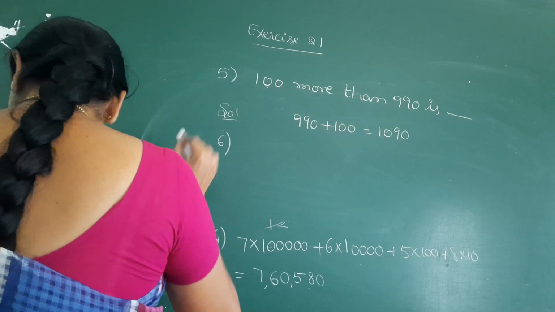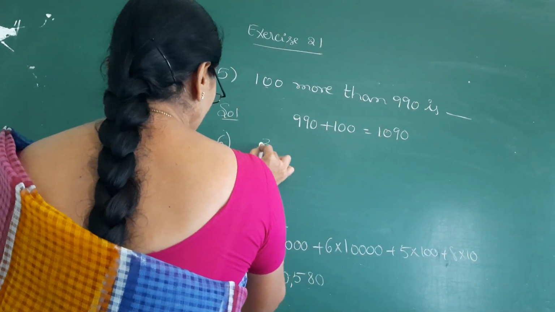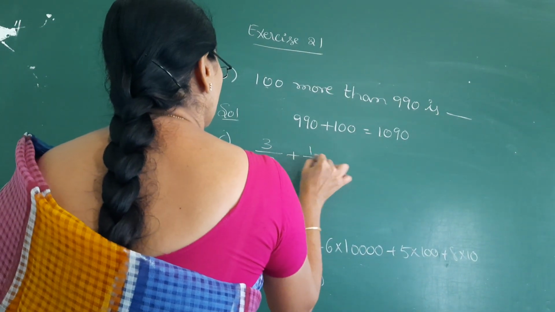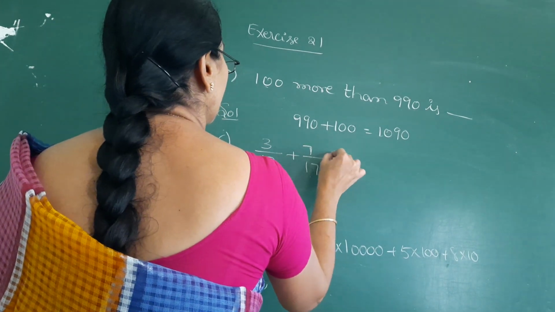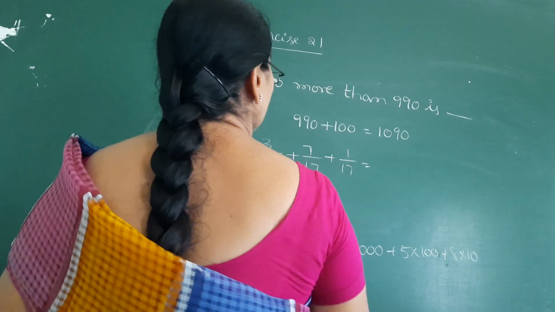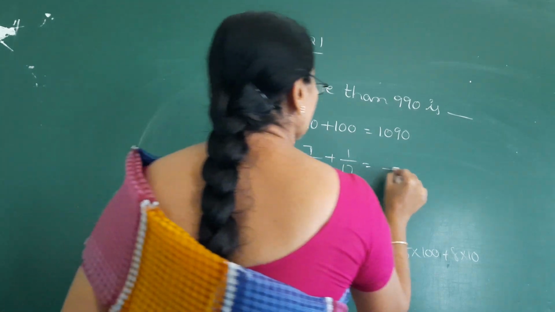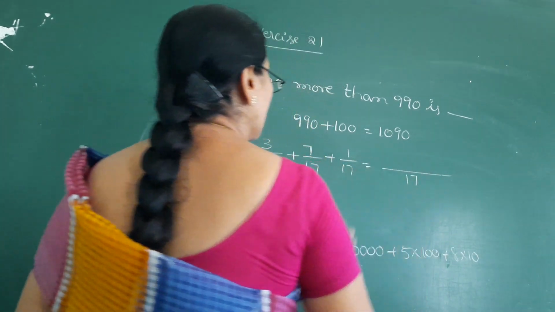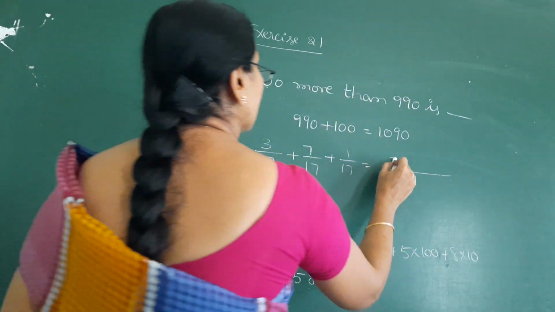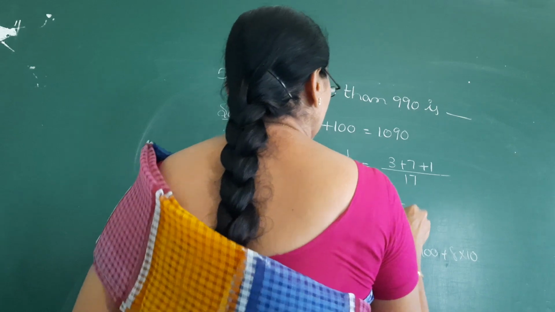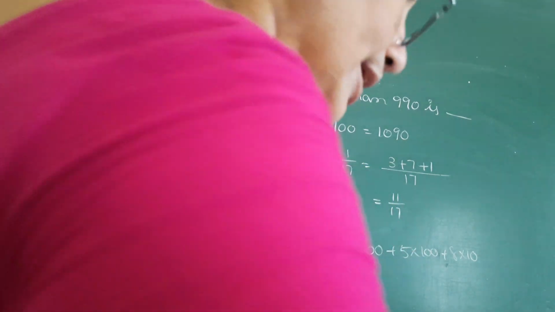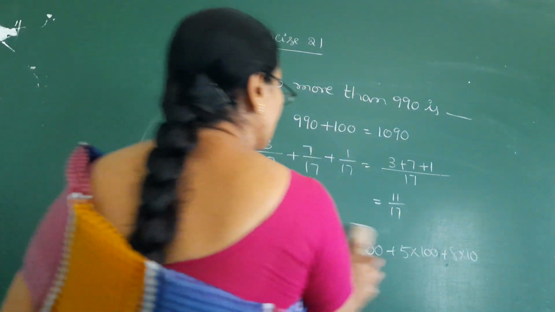See the sixth problem. 3 by 17 plus 1 by 17 plus 7 by 17 plus 1 by 17... Here all the denominators are same. We have to write the common denominator and add the numerators. That is 11 by 17.